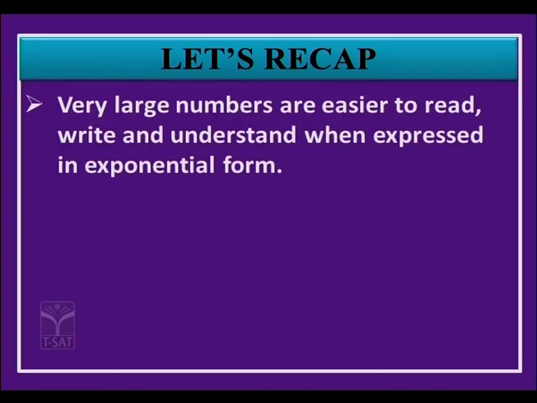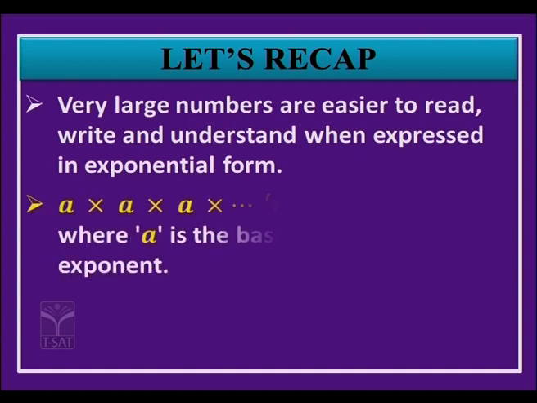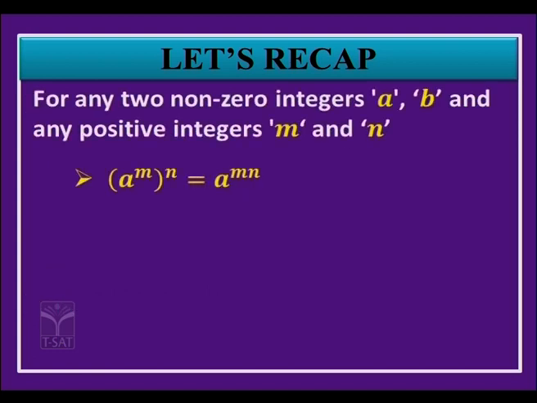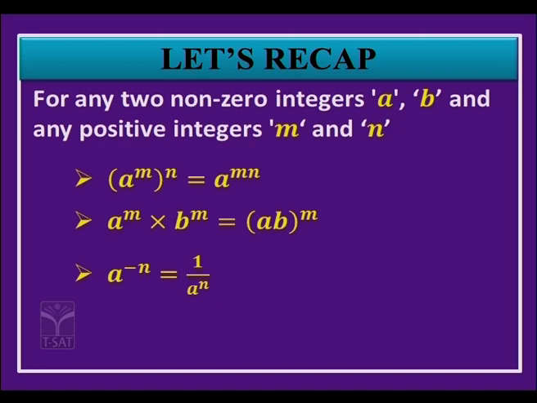Now, let us see, before winding up the session, the few concepts that we have already learnt. Very large numbers are easy to read, write and understand when expressed in exponential form. A multiplied m times gives a power m, and a to the power of m into a to the power of n is a to the power of m plus n. Again a power m whole power n is a power mn. Repeat, a power m into b power m is ab whole power m. A to the power of minus n is 1 by a power n. A power 0 is 1.